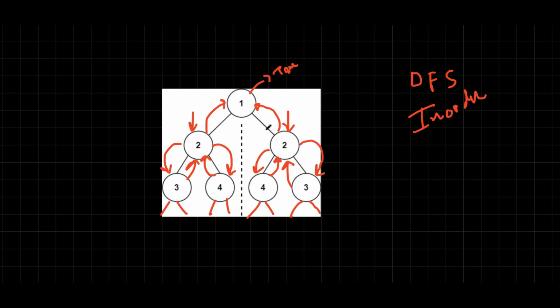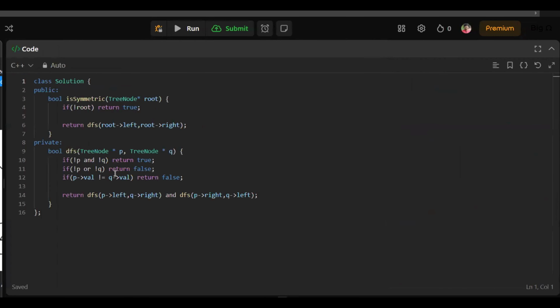I hope you understood the algorithm. Now let's move on to the code. In this problem, the code is pretty simple. At first, we are given a function named isSymmetric, which takes a root tree as a parameter. And if the root is null, we have to return true. Otherwise, we have to recursively call our DFS function on the left node of the root and on the right node of the root.